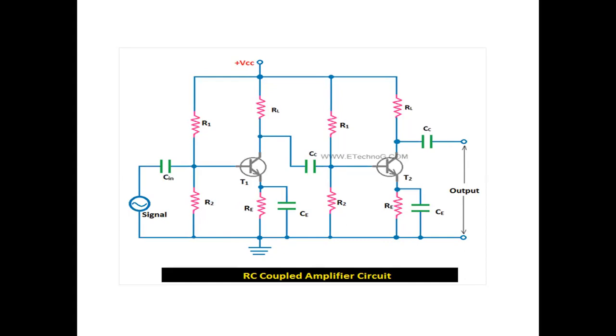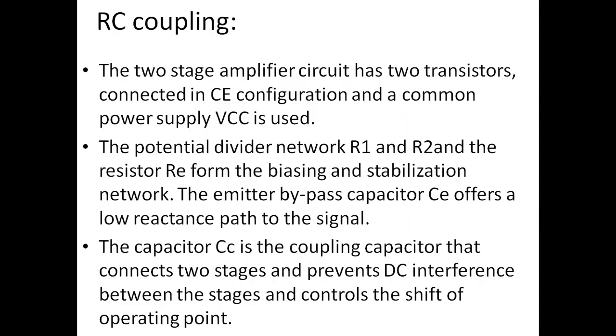Because of the blocking of the DC content, there is no shifting of the operating point of the next stage. That means this coupling does not affect the operating point of the next stage. Here we are using some resistors R1 and R2. Why are we using these resistances? These two resistances are used to provide stabilization. In order to get stability of the circuit, we are using R1 and R2, as well as for biasing.